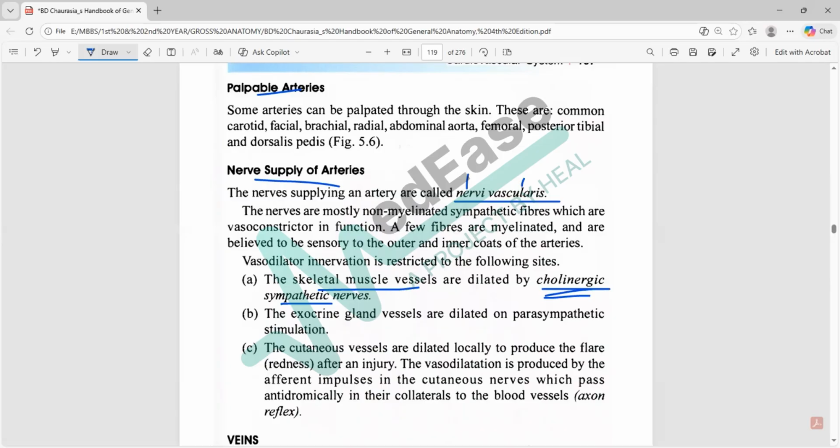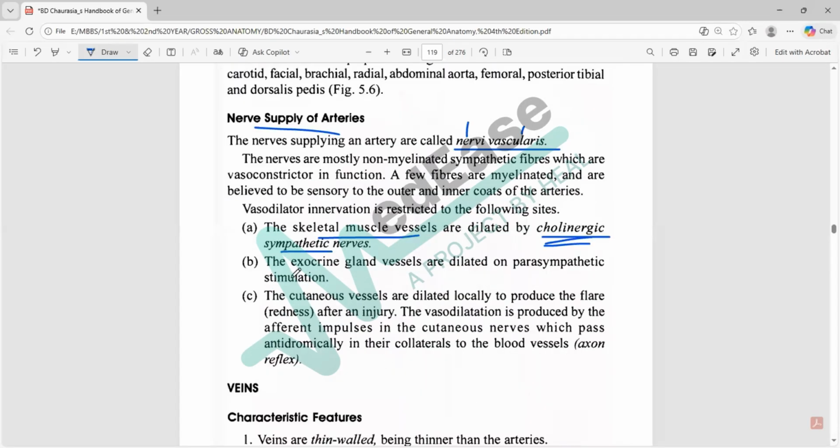And this is important because it increases the oxygen supply when we require increased oxygen during muscular activities. Now, when we talk about the exocrine glands, these will be supplied by parasympathetic stimulation, like when we need salivation or when we need digestion. These are mainly produced.